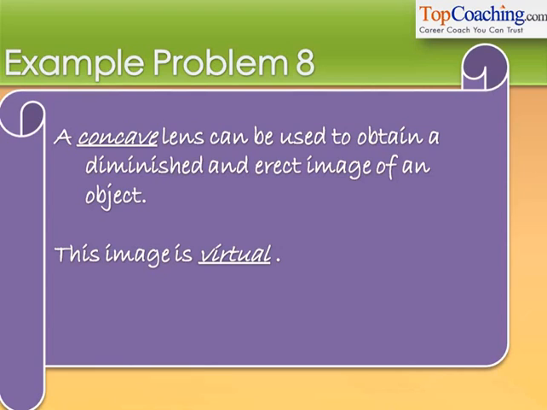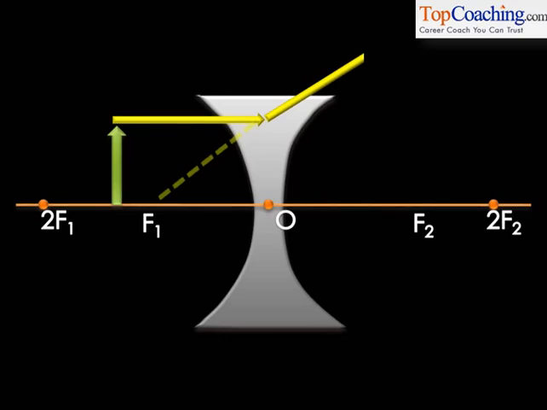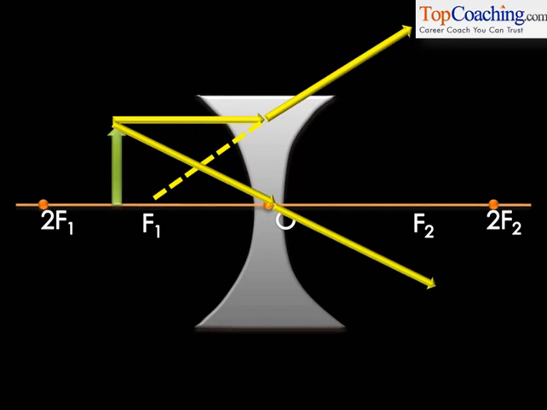So you must remember what type of images are formed by what type of lenses when the object is placed at different positions. Here, this is the case when a concave lens forms a diminished image. This is the scenario being talked about in the question. A diminished and erect image.